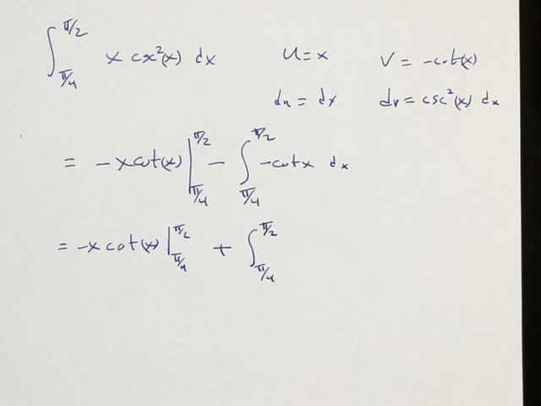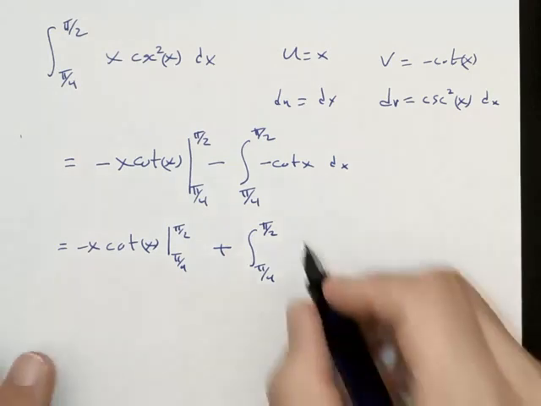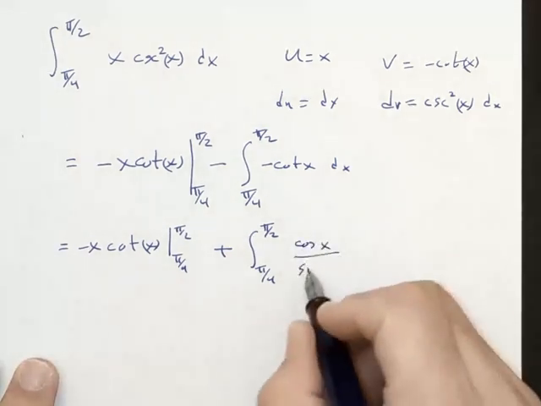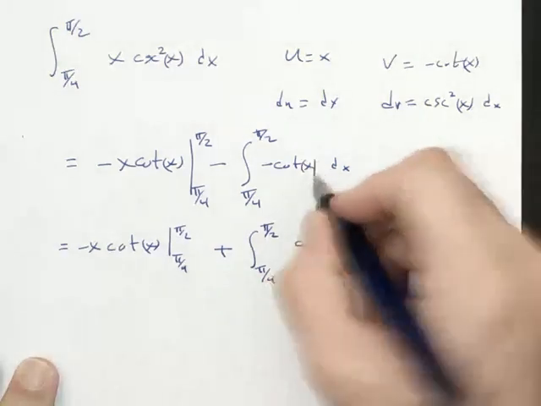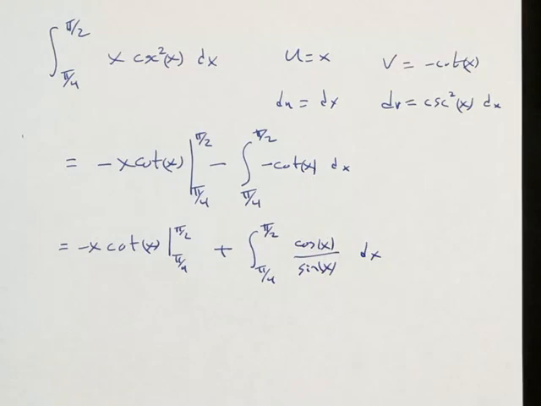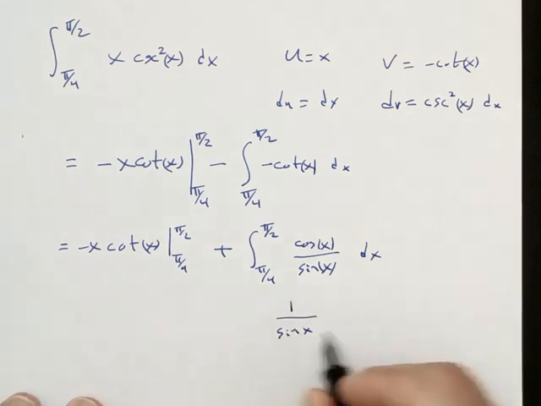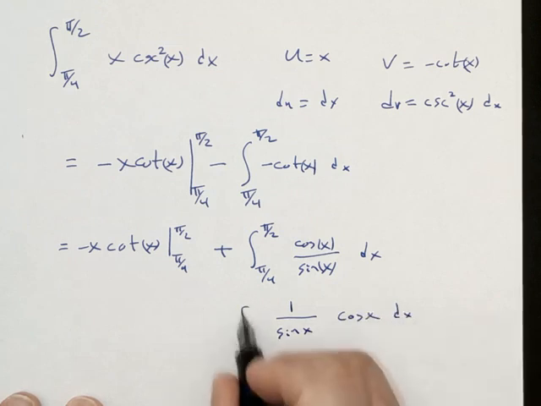Cotangent? Wait a minute. We did tangent yesterday. What did we do yesterday for tangent? So I'm going to write this as cosine over sine. And that's a U substitution problem. Oh, good. The derivative of sine, that's on the bottom, is cosine. So I can write this as 1 over sine x cosine x dx.